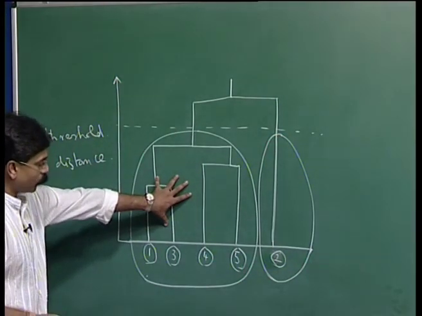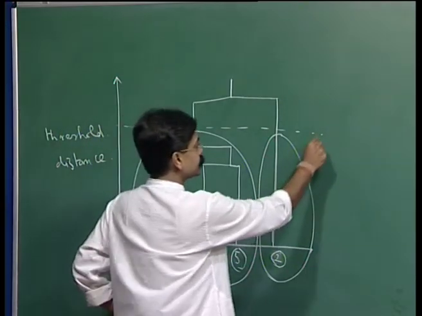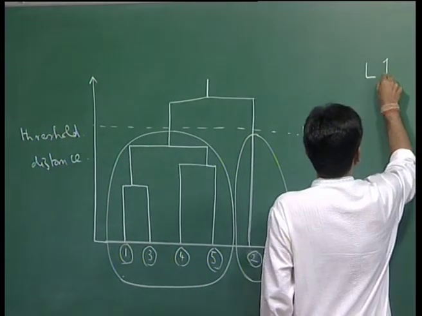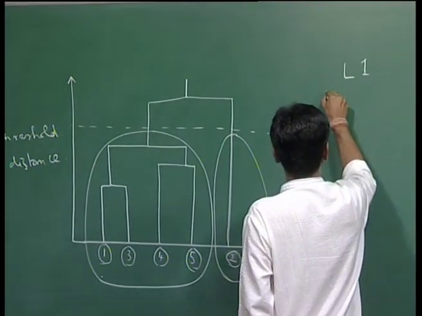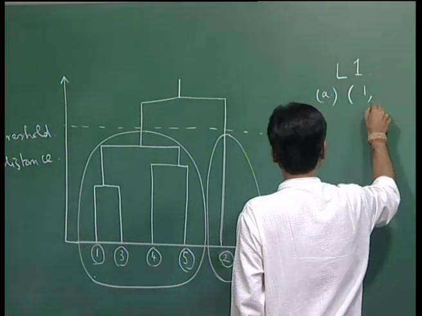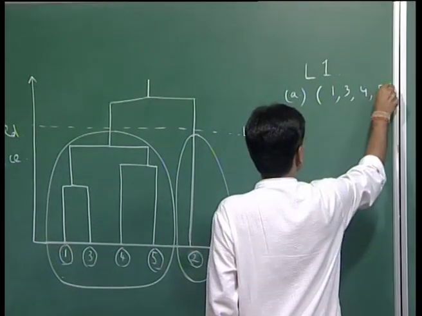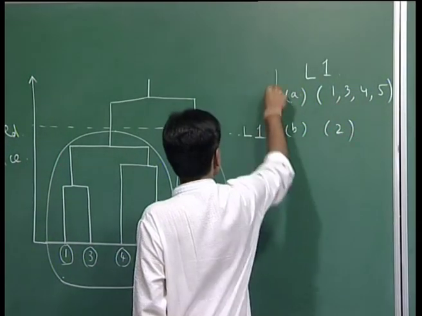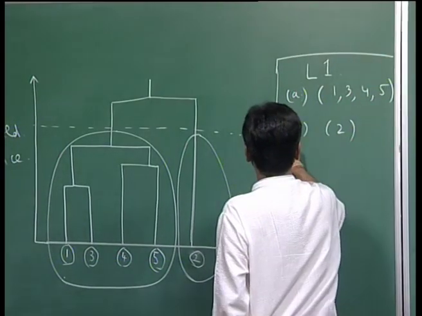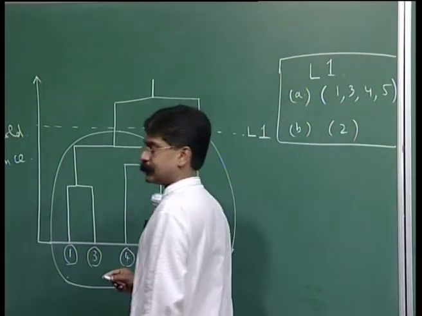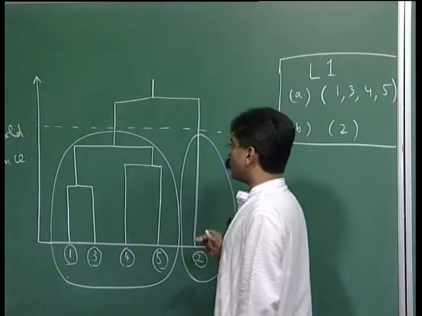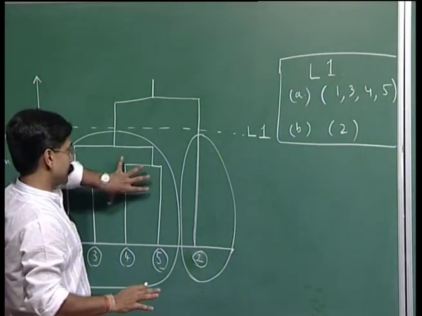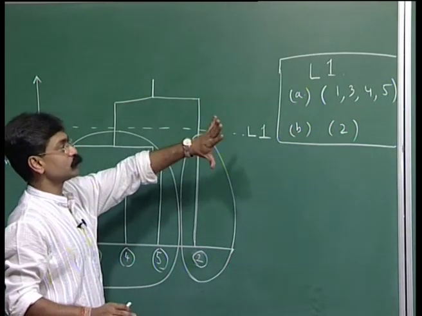So this is cluster number 1, which has cases. So suppose this is level 1. Corresponding to level 1, we will have two clusters, cluster A, which contains the cases 1, 3, 4 and 5, and the second cluster which has case number 2. So this is what we obtain for the level of resolution of the threshold distance at the point L1. Now, these two are going to be two disjoint subsets of the data, that is the data cases 1, 2, 3, 4, 5.